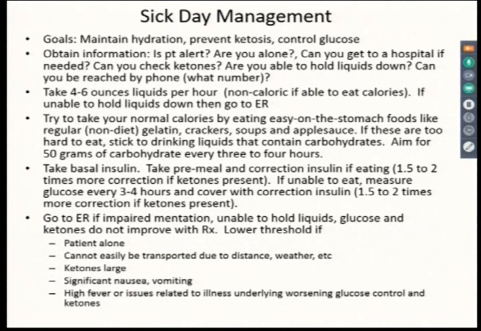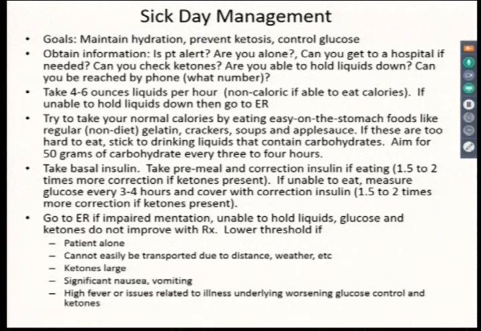You have to remember the overriding message is patients with type 1 diabetes or severe type 2 need basal insulin. They will go into DKA even at normal blood sugars. So you want to maintain hydration, prevent ketosis, control the glucose. So you need to obtain information. Are you alone? Are you alert? Can you get to a hospital? If you live down the street from the hospital here, then fine. But if you're out on a farm 30, 40 miles away, you may not be able to get here.